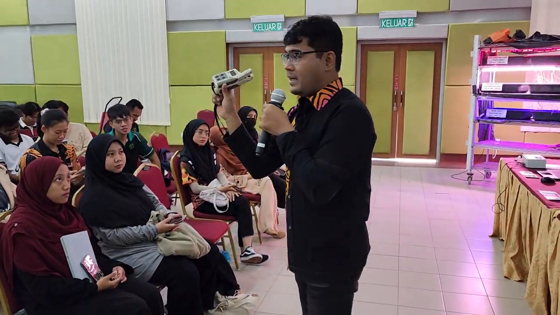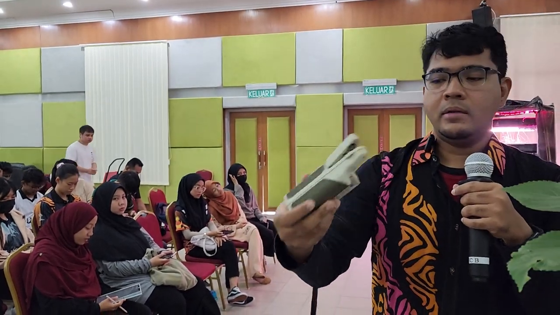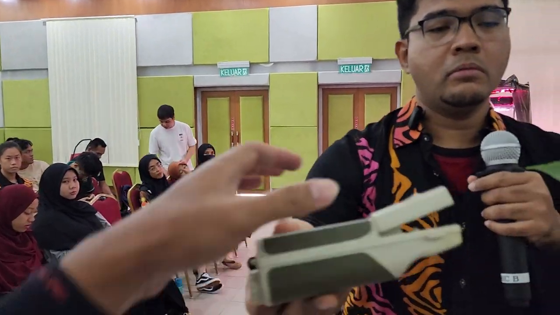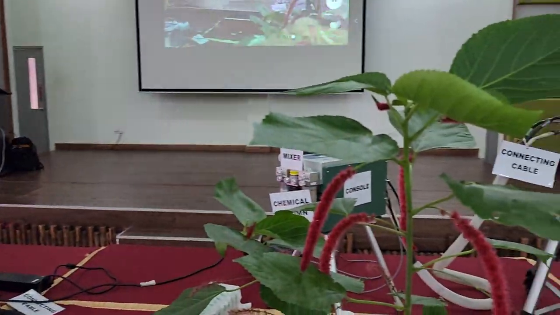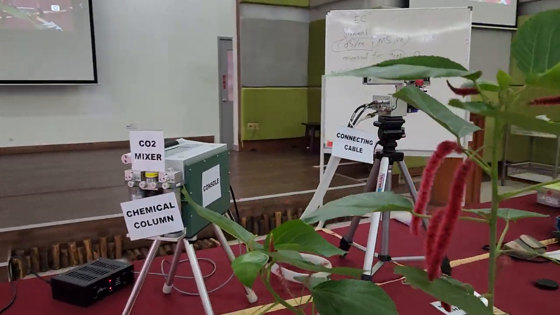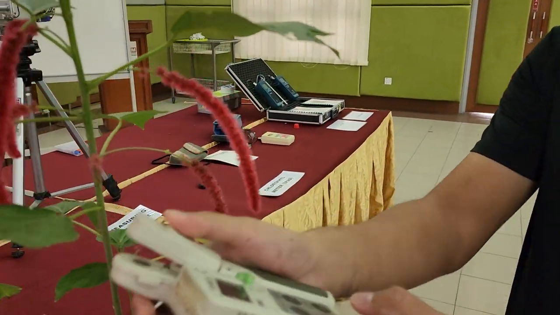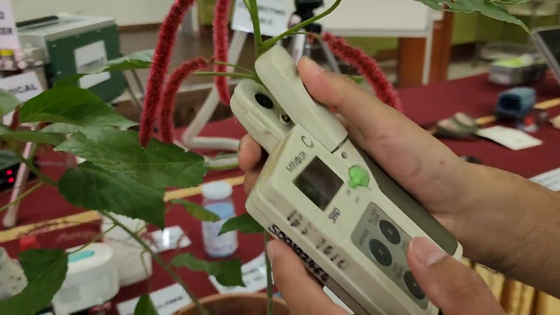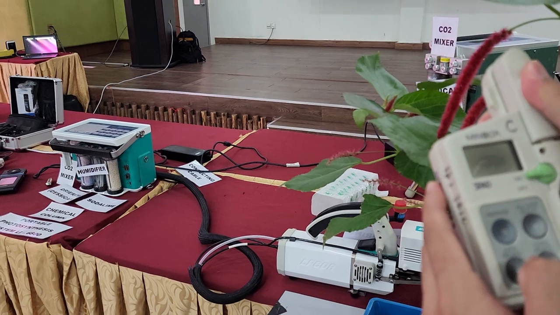Where is it? Okay. This thing is called the chlorophyll meter, SPAD meter. Very simple. You just clamp it to the leaf. Can somebody demo? This machine has got a laser in it. So this laser will shoot downwards while your leaf is in between. Your leaf is being sandwiched between two clamps.